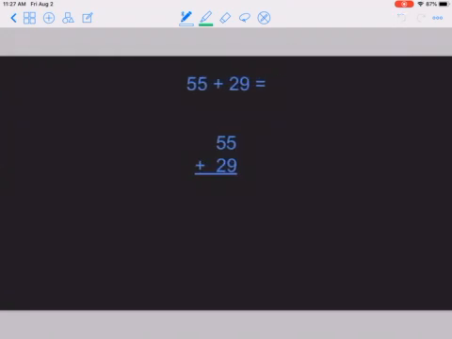Another strategy that we're going to look at is the totals down strategy. I like this strategy. Let's split this into, remember, we're going to take our tens and ones. We're going to add our ones together first. We have 5 plus 9. We have 55 plus 29. So 5 plus 9 is 14 because I put 9 in my head, count on 5 more, 10, 11, 12, 13, 14.